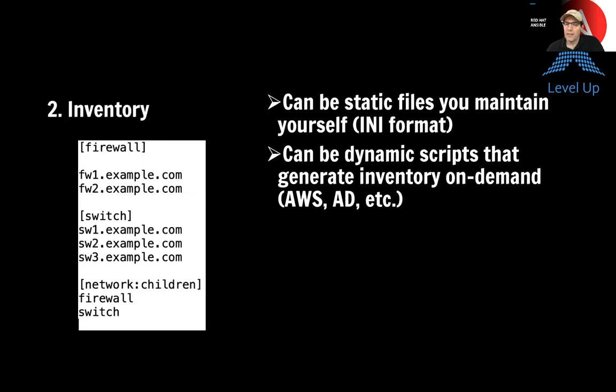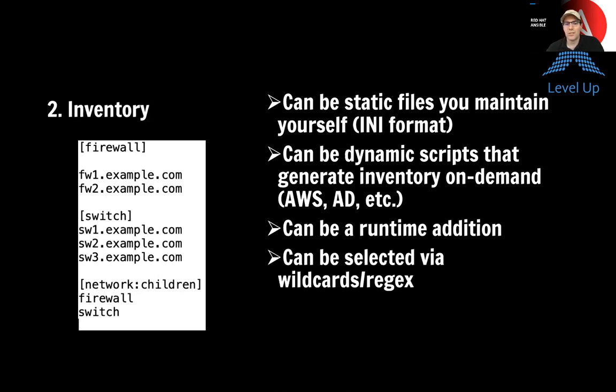Probably slightly less relevant for a lot of network automation discussions, but you can also run dynamic scripts that would generate through AWS EC2 instances or Active Directory computers, things like that, generate your inventory on demand. And you can also include hosts as runtime inventory additions, and you can also do things like select specific hosts through wildcards, matching a naming pattern, a number scheme or something like that, and also just regular expressions. So you can do all of that with your inventory.